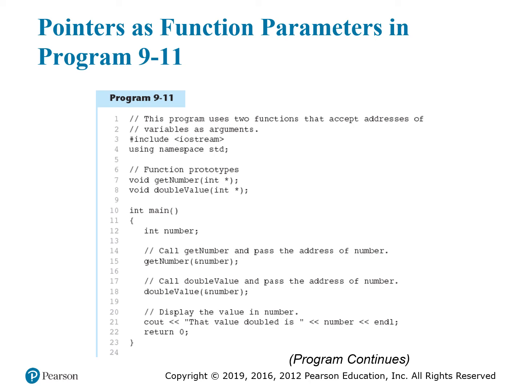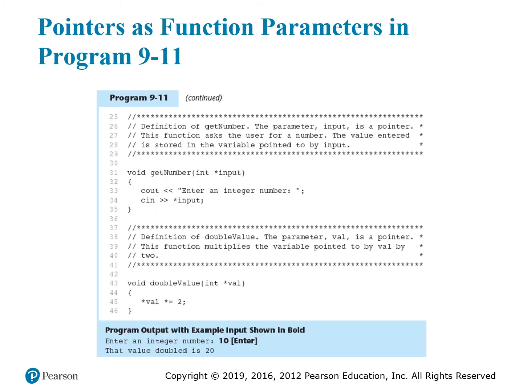All right, this is a real simple program that shows that you can define functions getNumber with a pointer and doubleValue with a pointer, and then you can pass the address of number to getNumber, and it will presumably get you the number, and then the address of number to doubleValue, and it will, as you can see, multiply the value by 2.